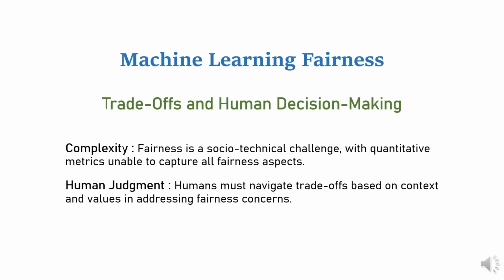Trade offs and human decision making. Complexity. Fairness is a socio technical challenge with quantitative metrics unable to capture all fairness aspects. Human judgment. Humans must navigate trade offs based on context and values in addressing fairness concerns.